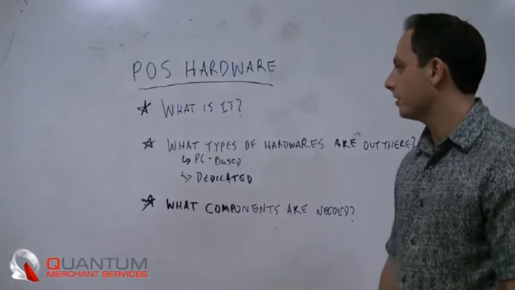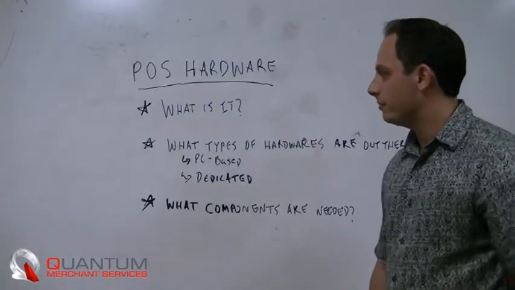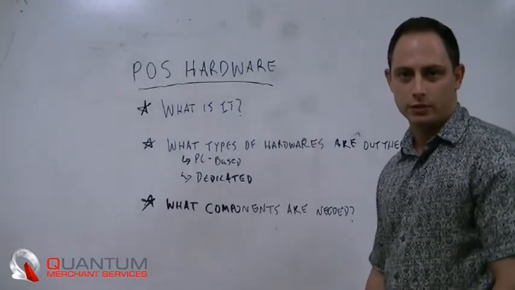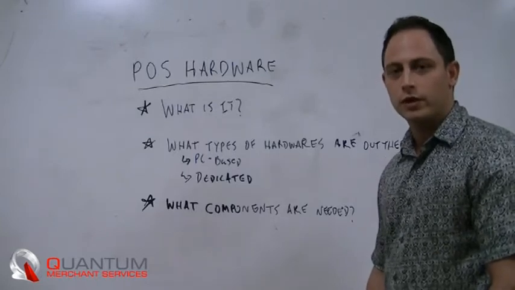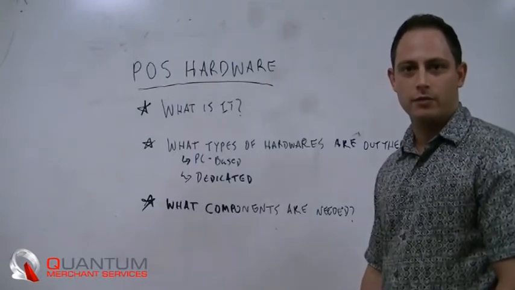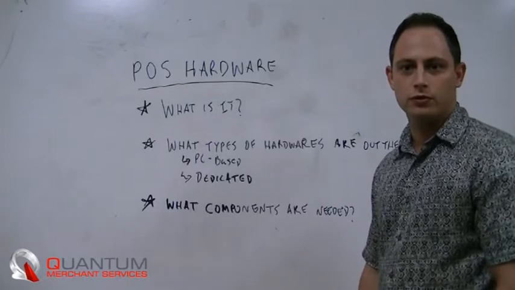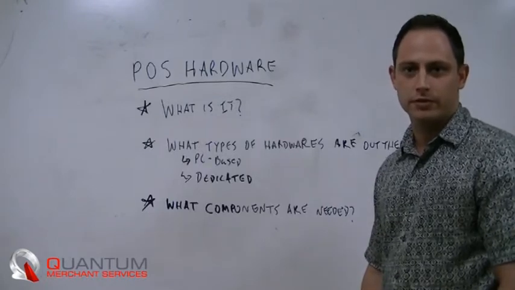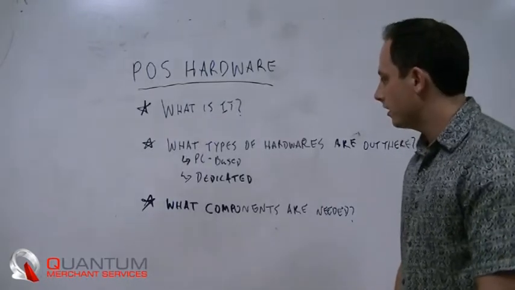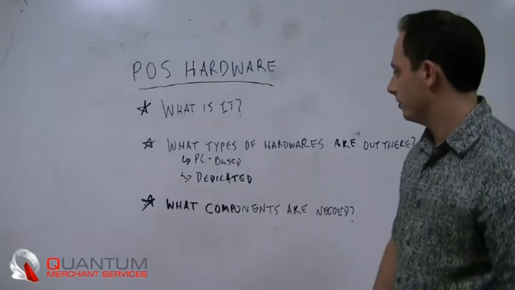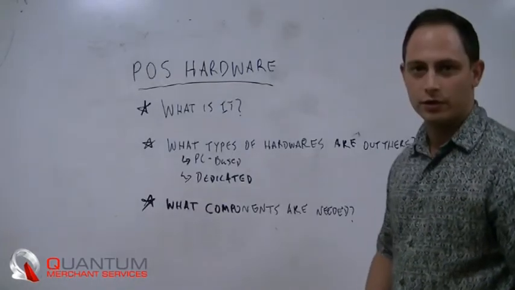There's a couple things that I'm going to touch on. First question that you may be asking yourself is, what is POS hardware? POS hardware is defined by the equipment that is used to implement a POS system. It's the physical equipment.